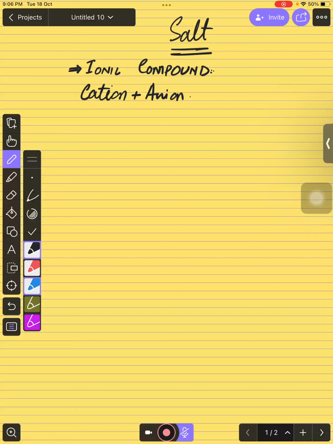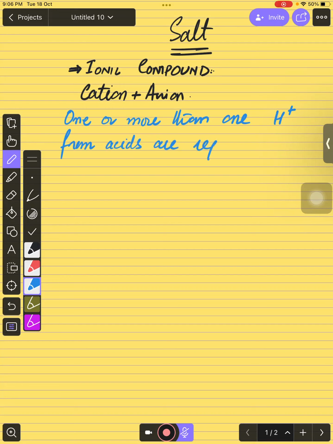And if you talk about the basic definition of this, the basic definition is this: when one or more than one H ion from acids, right, are replaced by metallic ion or ammonium ion. This is actually the perfect definition for salts, bacho.